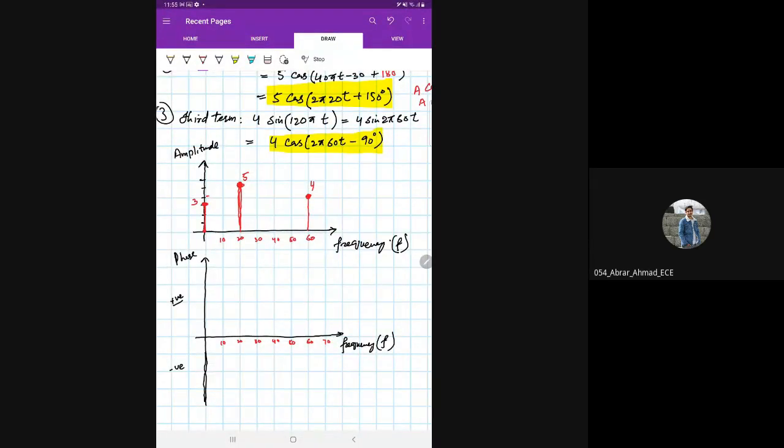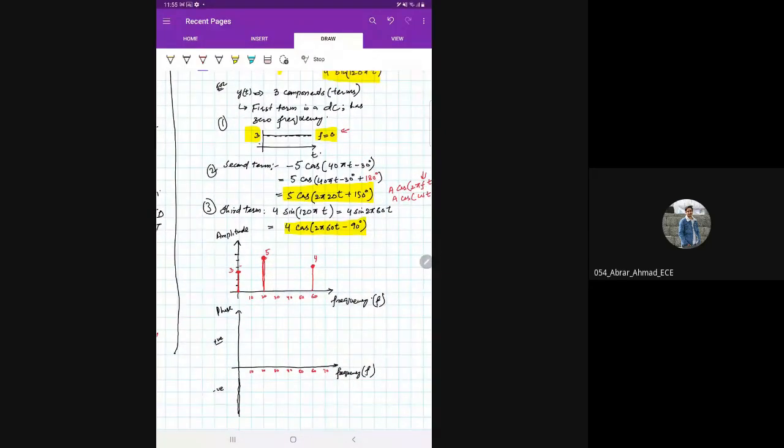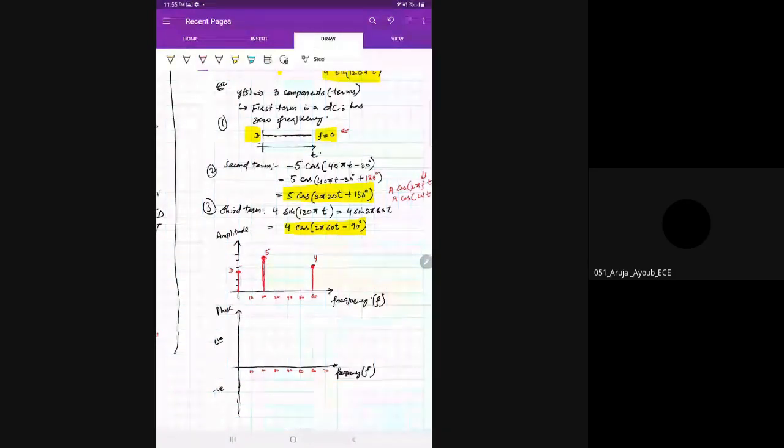All right. So for component 1, the DC component, the first term of the signal, what is the phase? So I will ask students, maybe I'll ask Aruja, roll number 51. Yes, sir. So 0, the first component has 0. Very good. It is 0. So it will be plotted at 0.